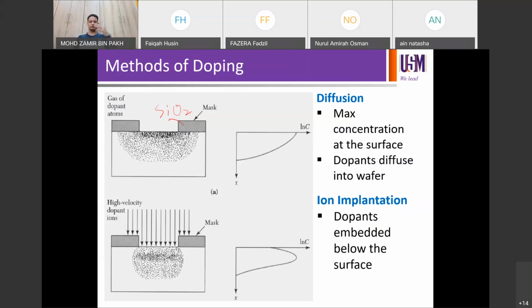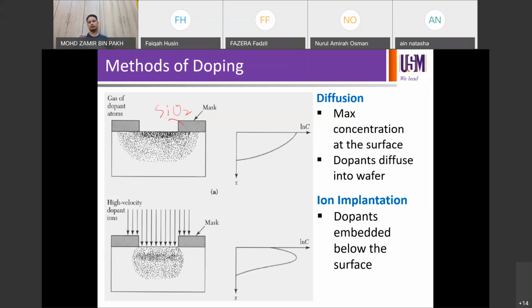Sebelum ni kita belajar we pattern the oxide. So why do we pattern the oxide? Because we want to dope specific regions and you want to undope specific regions. Sebab tu kita buat mask. Kalau tidak, tak perlu ada mask. You can just have a blanket one and you can't dope anywhere because it is masked already. It's protected already. So the mask here serves as a protection layer.